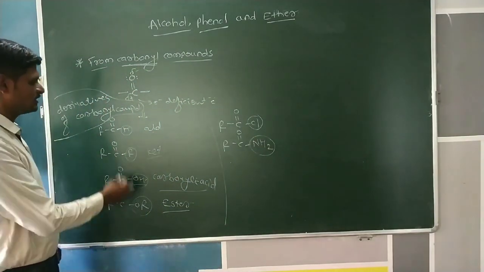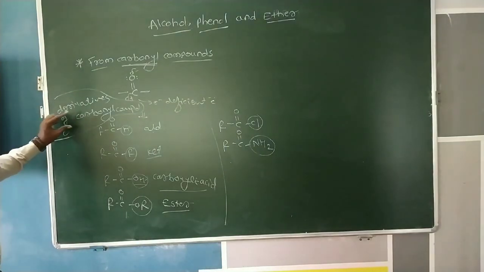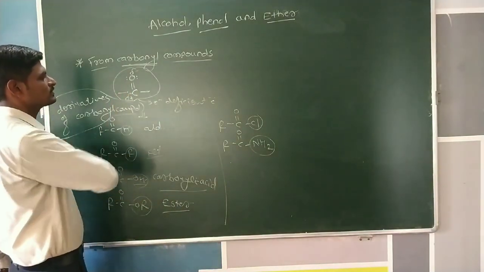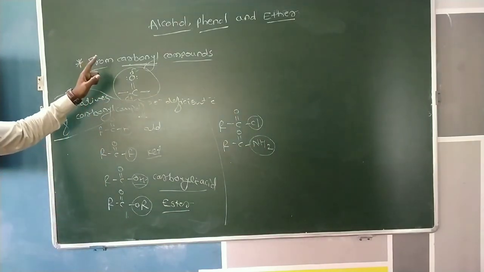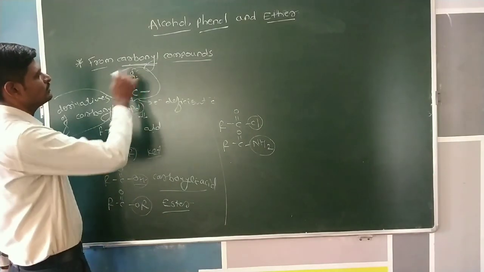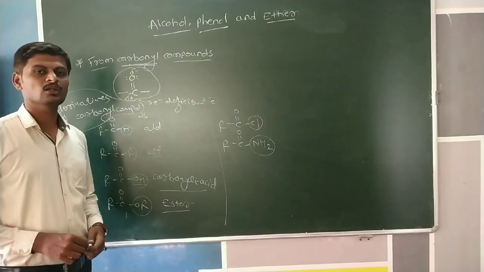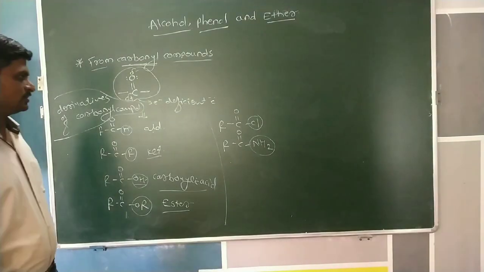These are some functional groups, and they are derivatives of carbonyl compounds because all these functional groups contain a carbonyl group. From these carbonyl compounds we can prepare alcohol. Firstly, we explain the general reaction.